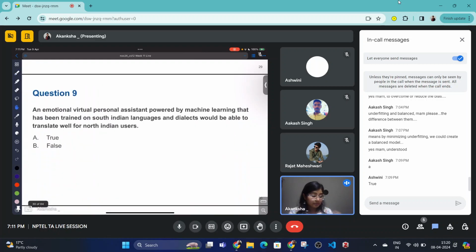Okay, next question. An emotional virtual personal assistant powered by machine learning that has been trained on South Indian languages and dialects would be able to translate well for North Indian users.